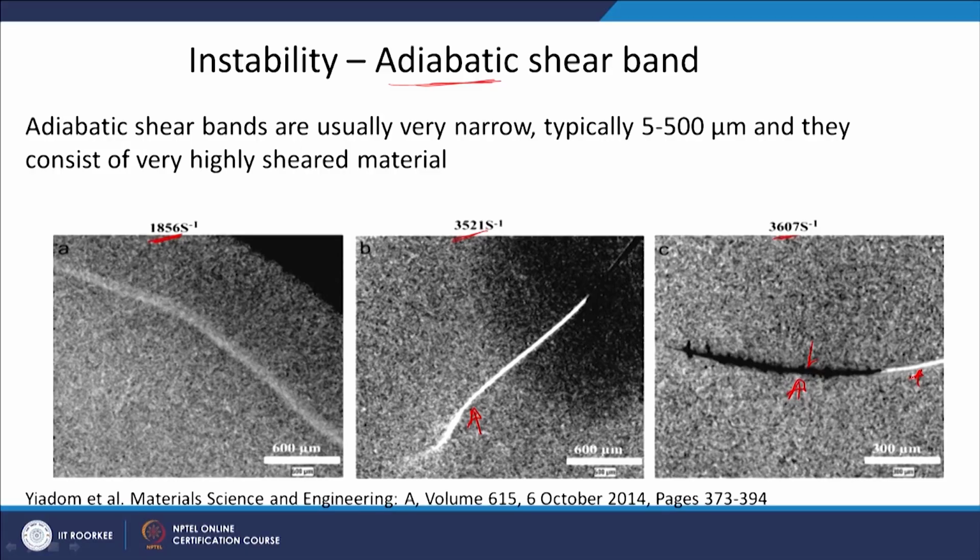If you go into the shear band, you will see very fine microstructure, very highly deformed material, because the deformation is localized there because of adiabatic heating. That is why these are called adiabatic shear bands. So, this is one kind of microstructural feature I wanted to show you when we are talking about defects.